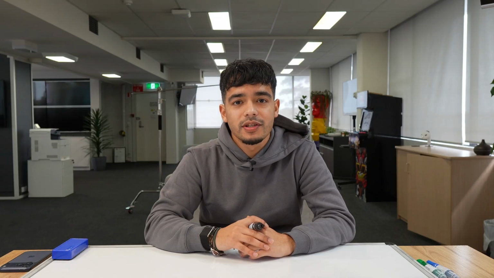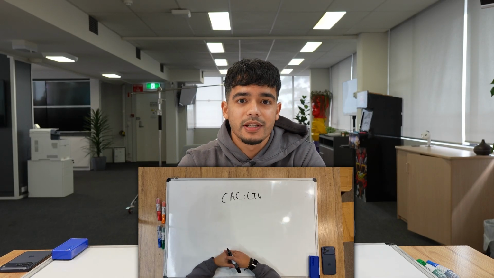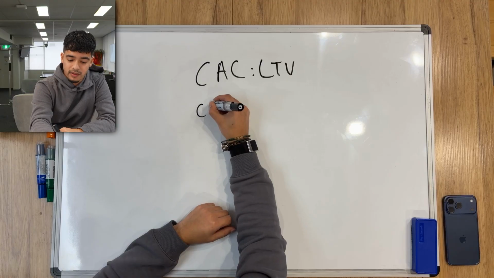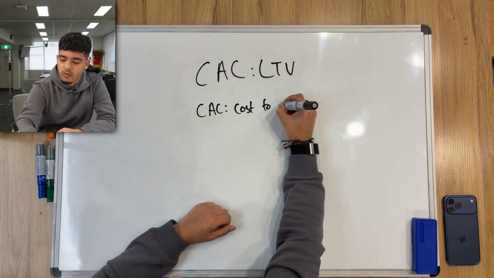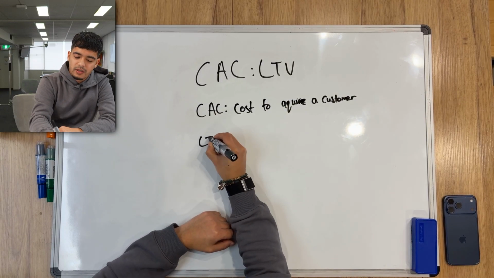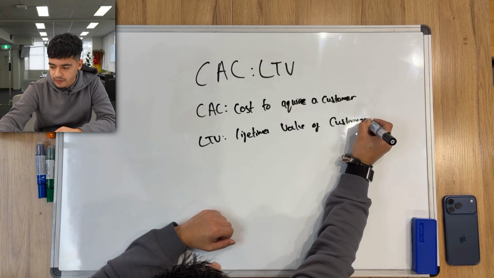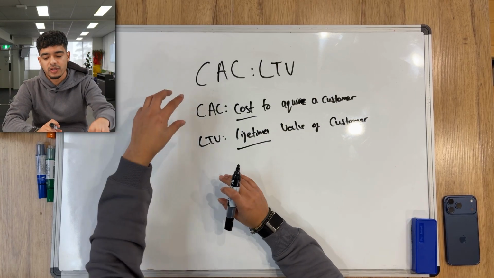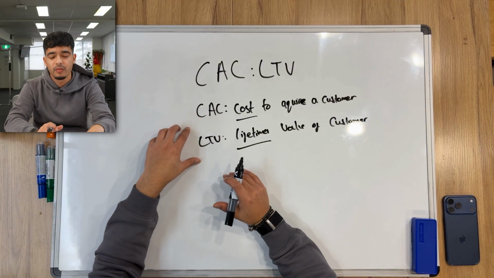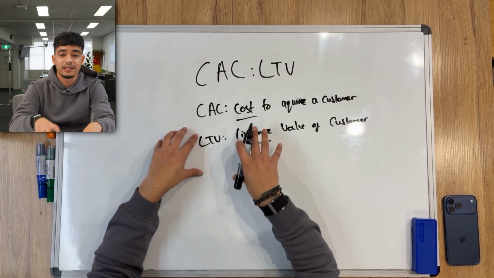A lot of business owners don't understand the difference between CAC and LTV. And in this video, I'm going to explain to you exactly the difference between the two. So CAC is the cost to acquire a customer, and LTV is the lifetime value of a customer. The key difference is the cost and the lifetime value. So how much does it cost you to get a customer, and how much is that customer worth to you in their whole lifetime whilst they continue to shop with you.